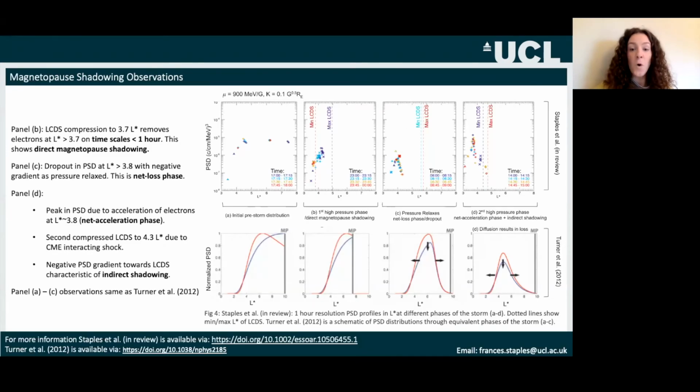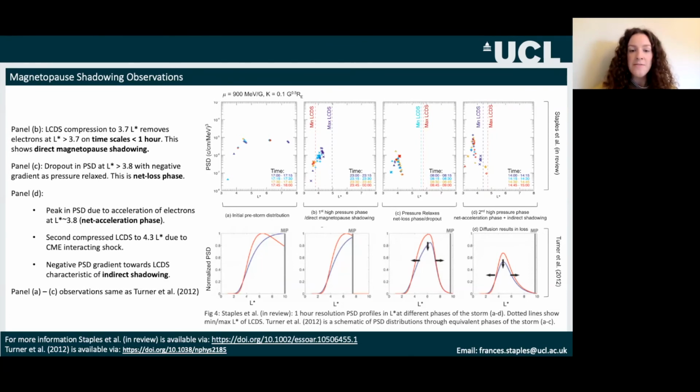We selected 4 one-hour time periods where we created phase-space density profiles as a function of L star, and each time period corresponded to a different stage of magnetopause shadowing shown by Turner et al. in 2012. We found during the first high pressure phase, where we had measurements of the magnetopause within geostationary orbit, that the last closed drift shell was compressed within the hour down to an L star of 3.7.